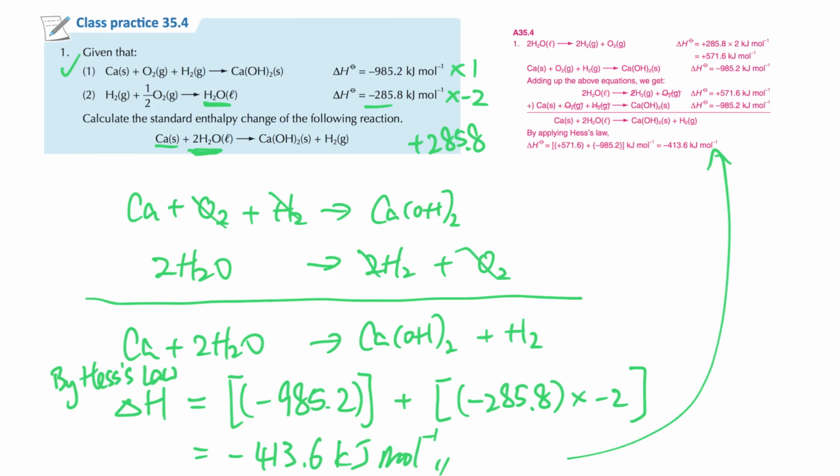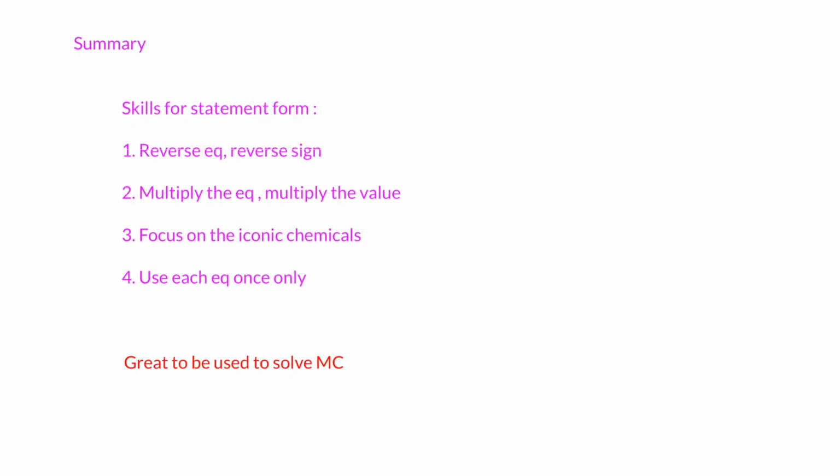Okay, so that's all for this calculation. Summarize the skills for statement form. Sometimes you may need to reverse, but remember you have to reverse the sign when you multiply the value as well. Focus on the ionic equation. Don't try to look at the O2 or like Cl2 or CO in some of the cases. Every case will be different. You try to find the eye-catching chemicals. You focus on that first. And also remember, each of the equation we only use once only.